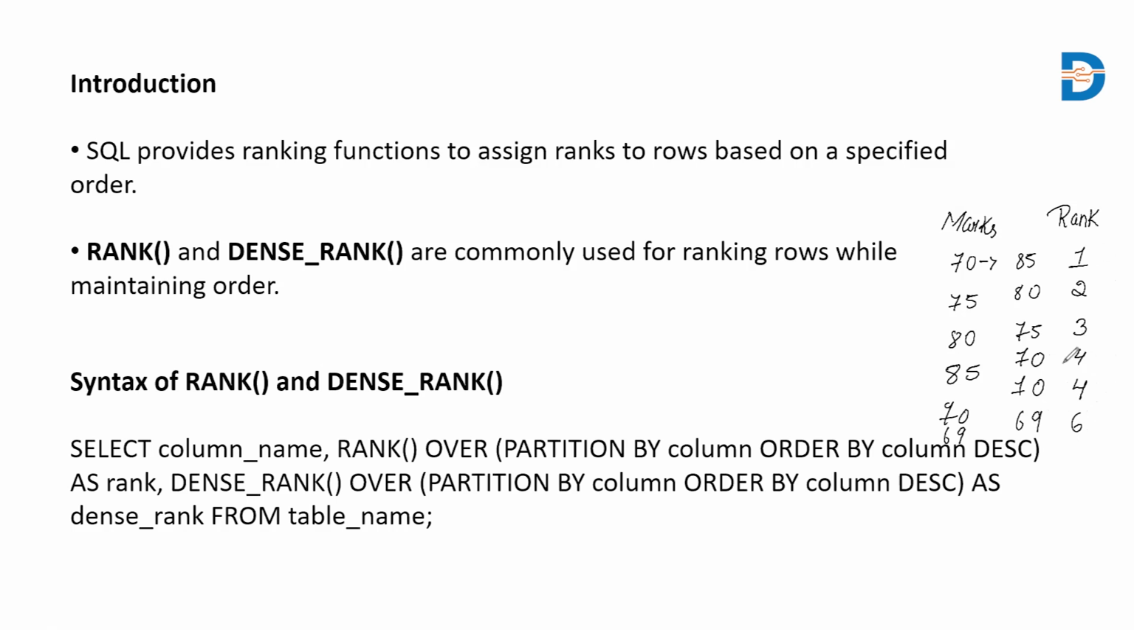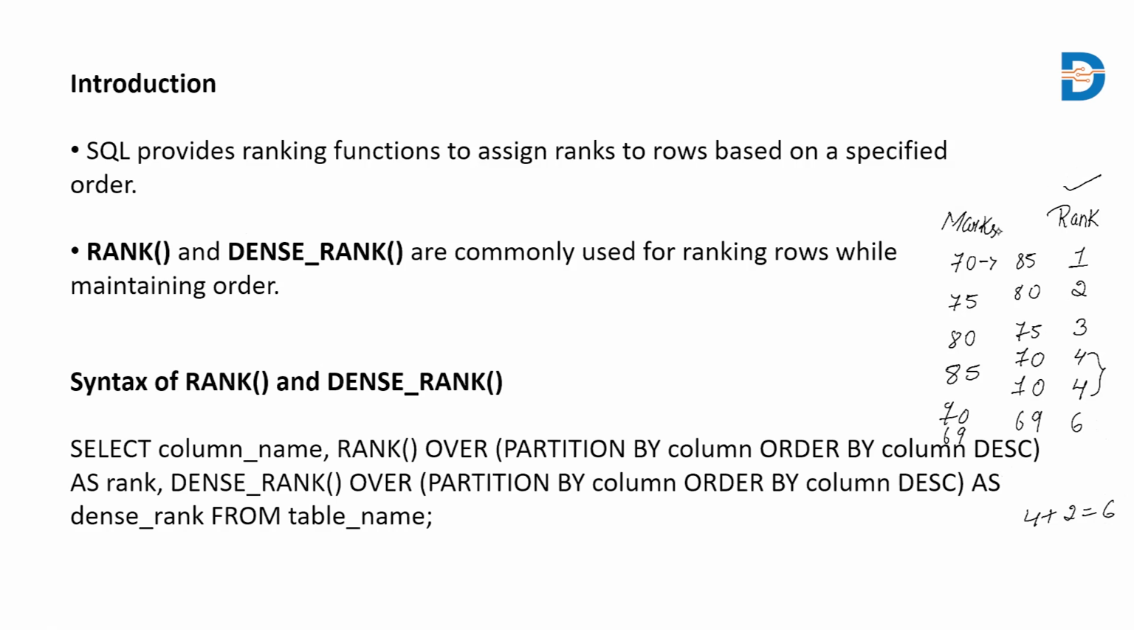How? See, the rank we had here is 4. How many times is this occurring? 2 times. So 4 plus 2 equals 6. So the next rank will be 6. This is how rank will assign based on the marks.